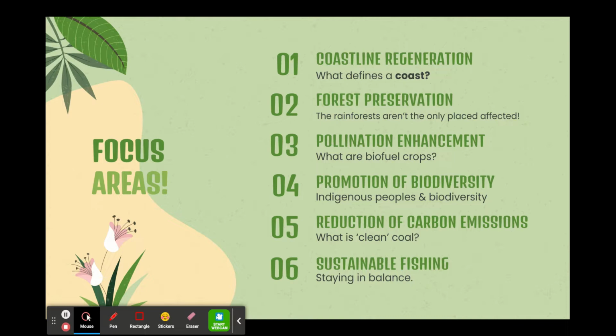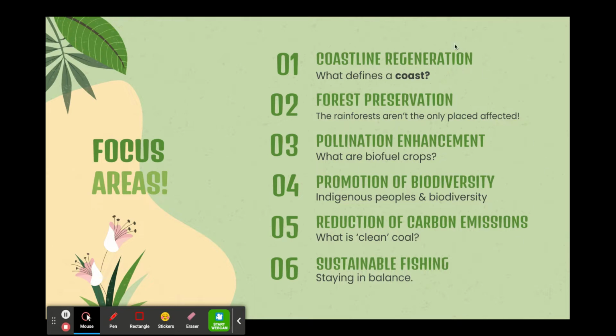So we have coastline regeneration, forest preservation, pollination enhancement, promotion of biodiversity, reduction of carbon emissions, and sustainable fishing. Now, you can read a little bit about what you might be learning today in regards to our mini lesson on this slide. But what I really want to point out on this slide is that all of these things work together. All of these focus areas are related.